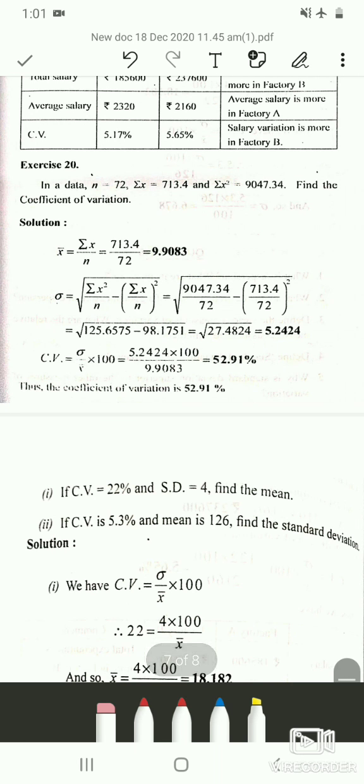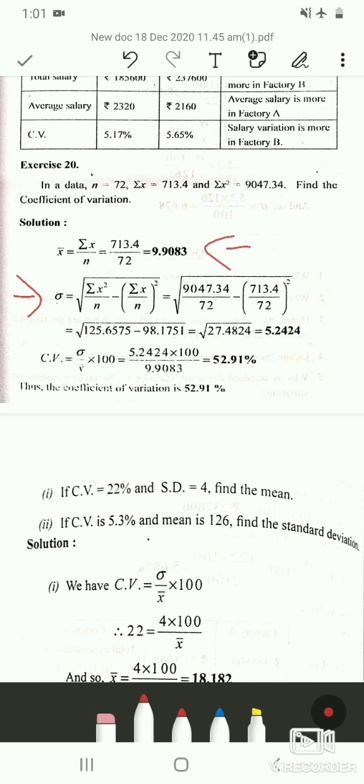The next question is, in a data n is equal to 72, summation x is equal to 713.4 and summation x square is 9047.34. Find the coefficient of variation. Again they have calculated most of the values, so all you have to do is substitute in the formulas. To calculate coefficient of variation we need sigma and x bar. For a given data we can calculate x bar as summation x upon n. We have the value of summation x and n, so just substitute. Therefore we get x bar as 9.9083.